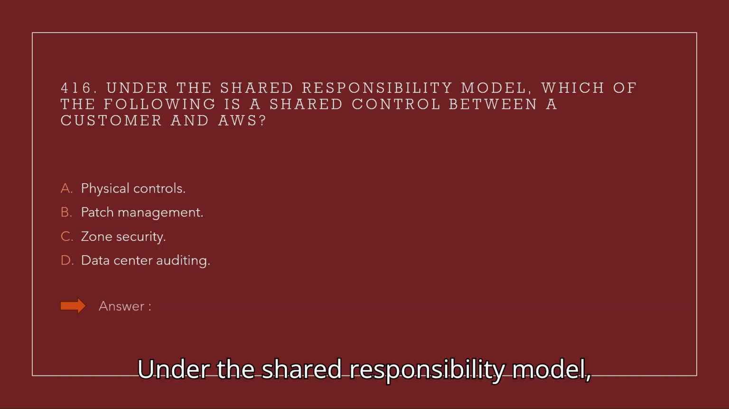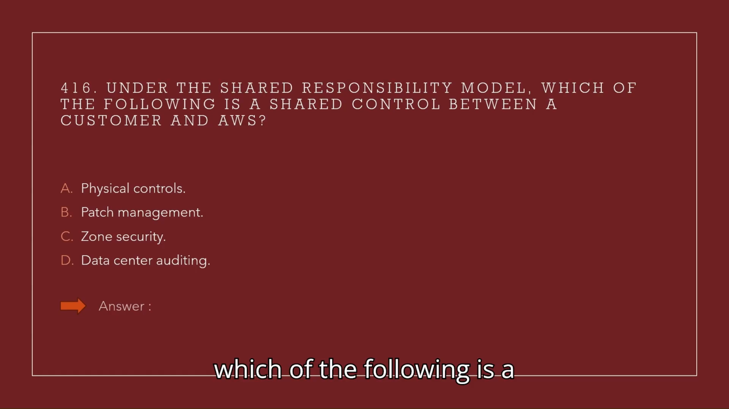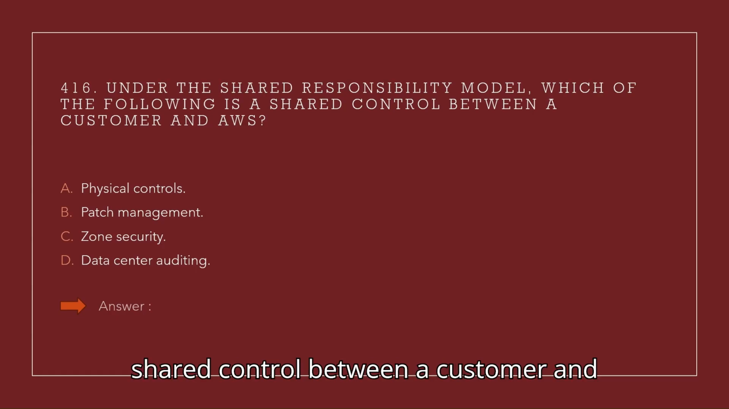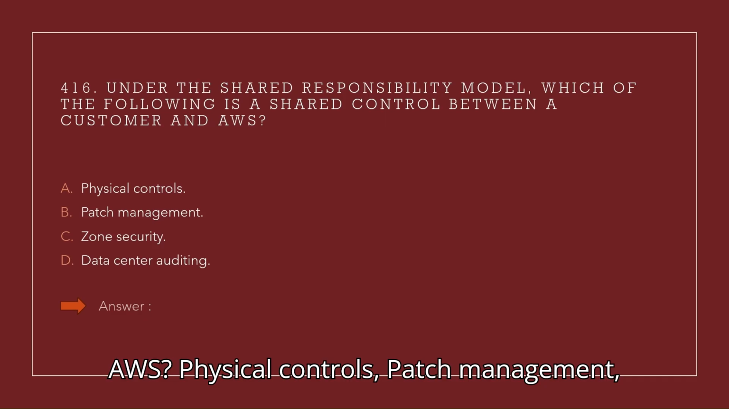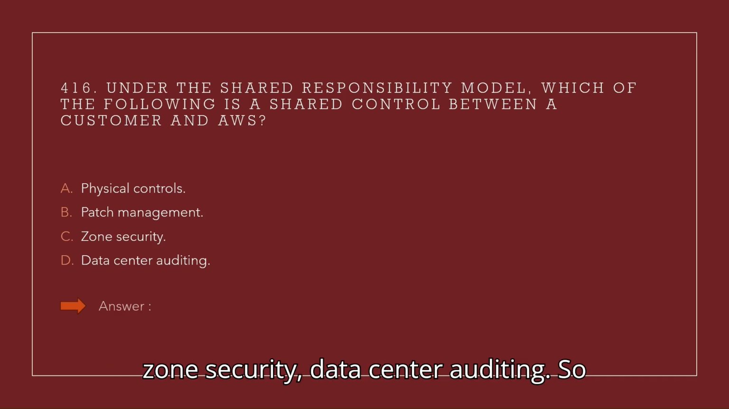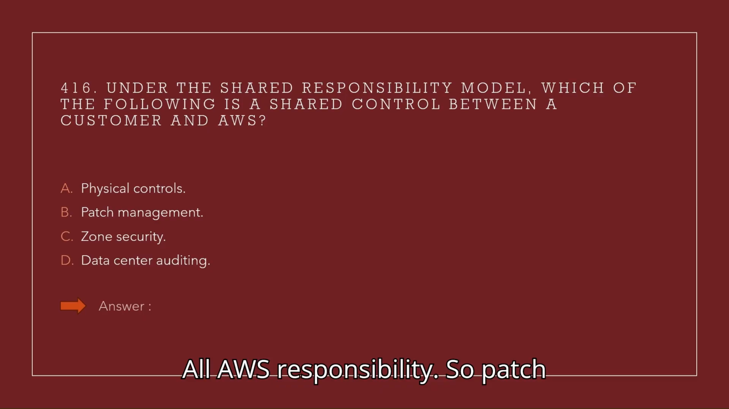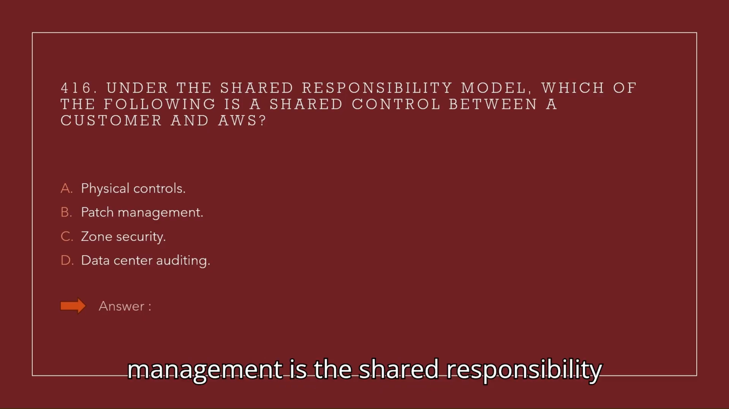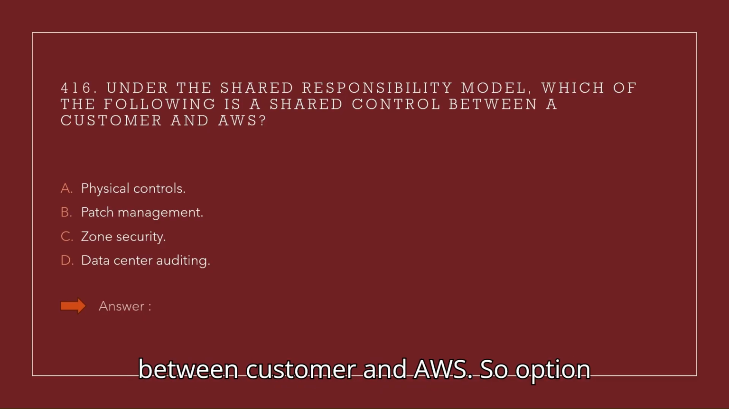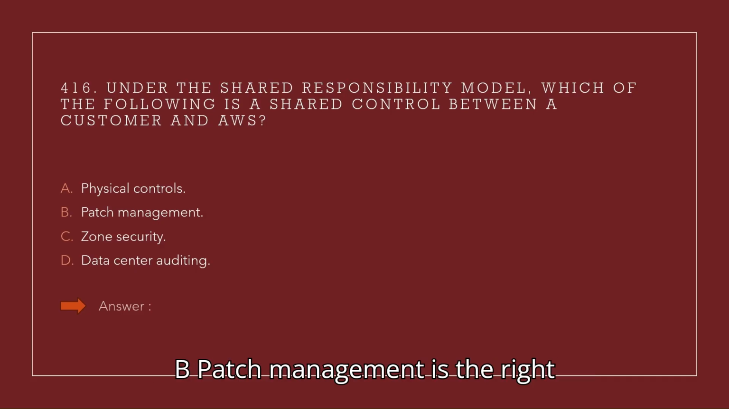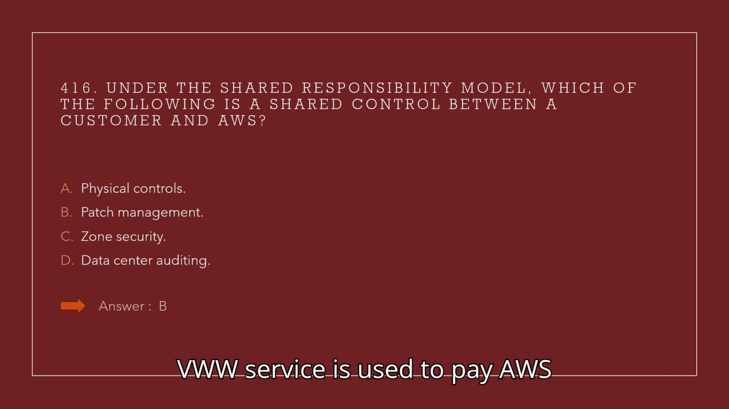Under the shared responsibility model, which of the following is a shared control between a customer and AWS? Physical controls, patch management, zone security, data center auditing. So, physical controls, zone security, and data center auditing are the sole AWS responsibility. Patch management is the shared responsibility between customer and AWS. So, option B, patch management, is the right option here.